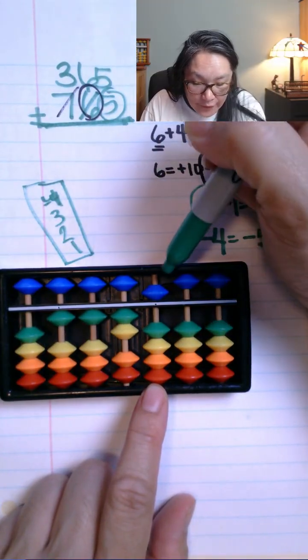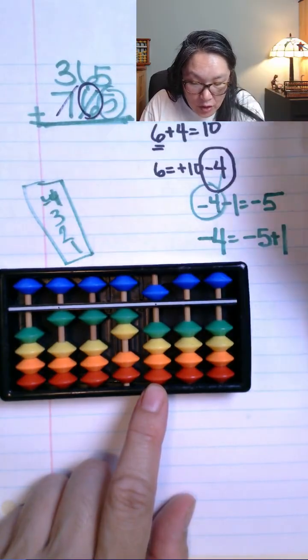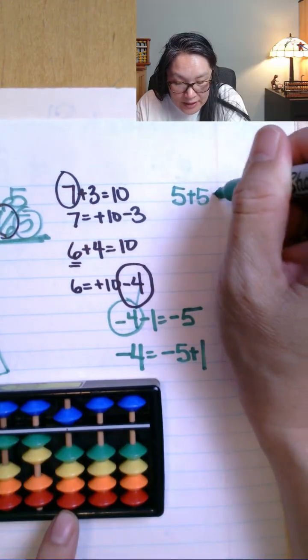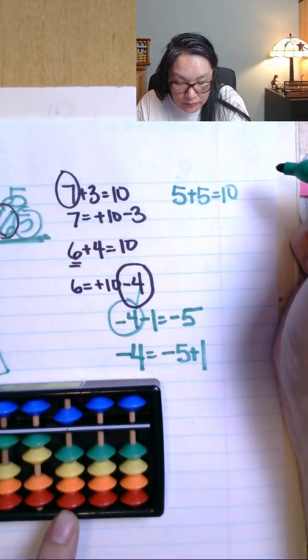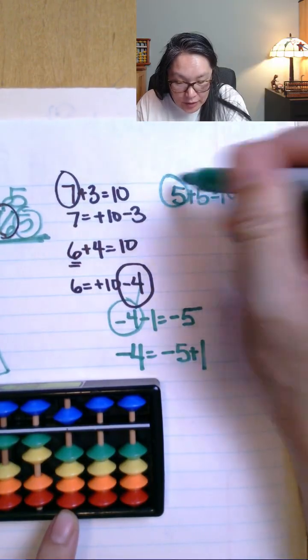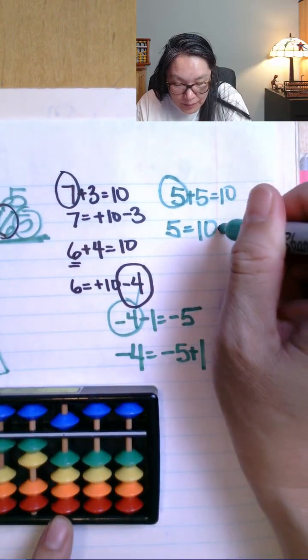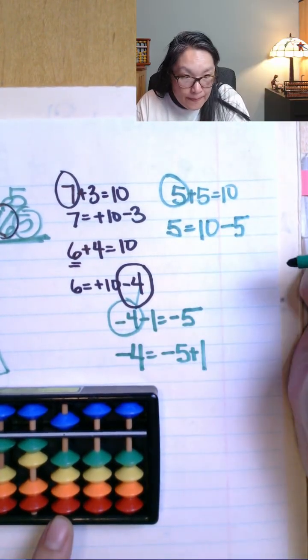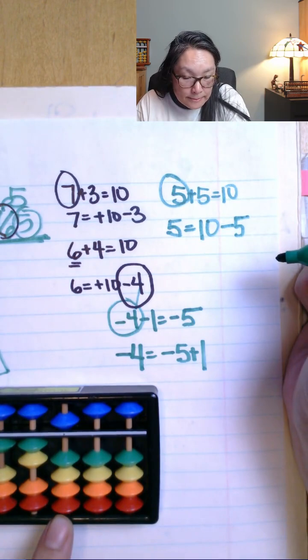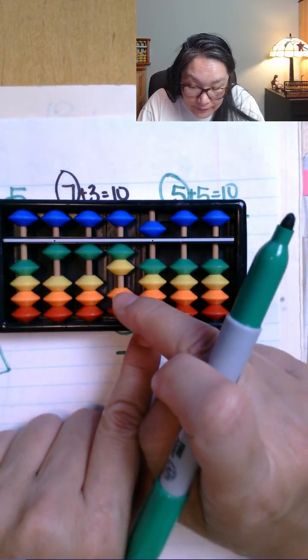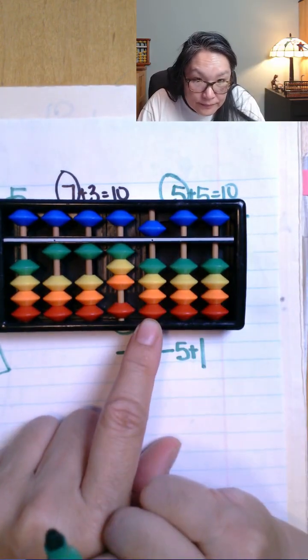So I'm going to add the 5. We know how to add a 5. How do we add a 5? 5 plus 5 is equal to 10. We need to isolate the variable. So 5 is equal to 10 minus 5. So what am I going to do? I'm going to add the 10. And I take away the 5.